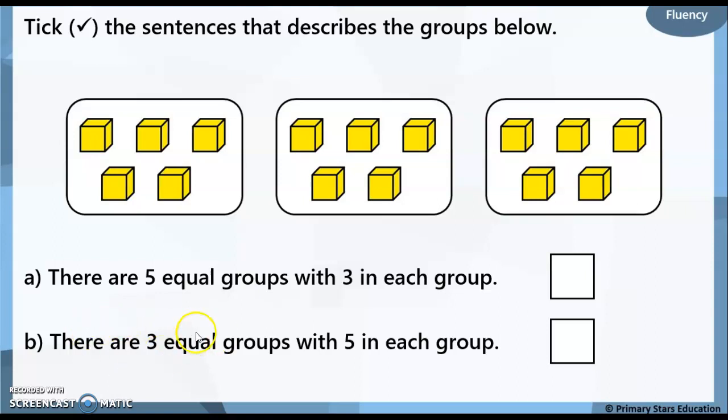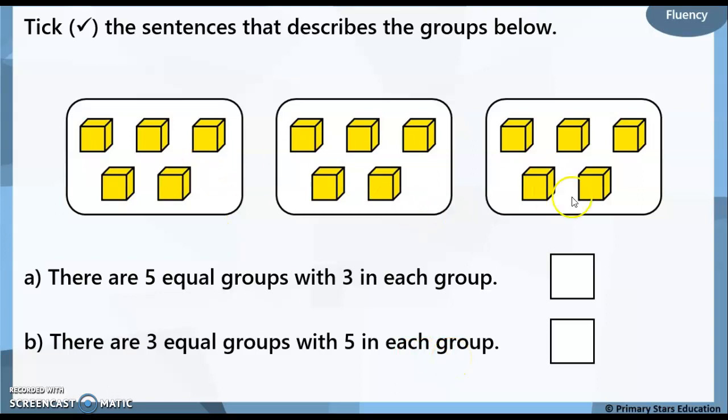Now remember, if we look at the statements, it says there are 5 equal groups with 3 in each group. So there are 5 equal groups. Now remember, with looking at how many groups there are first, there are 1, 2, 3 groups. So it's not 5 equal groups, it's 3 equal groups, and there is 5 in each group.